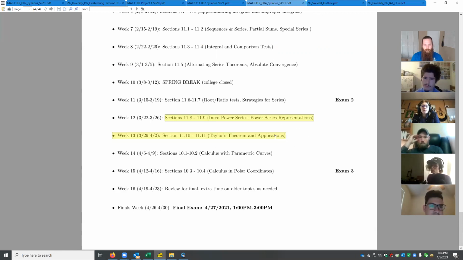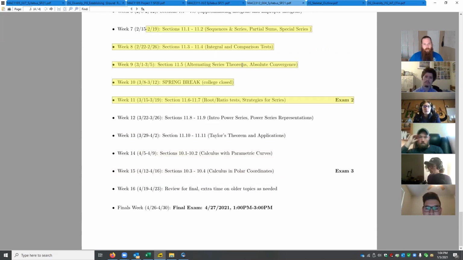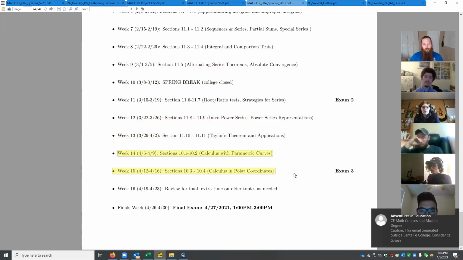Power series, Taylor's theorem. So I pair it up with the easiest part of the class, which is parametric curves and polar coordinates, to kind of balance exam 3. Okay, so exam 2 tends to be the toughest exam. It's all convergence. Those are conceptually very, very hard. And then power series is actually the hardest material in the class. So in order to make exam 3 less brutal, we pair it up with the easiest material from the class.